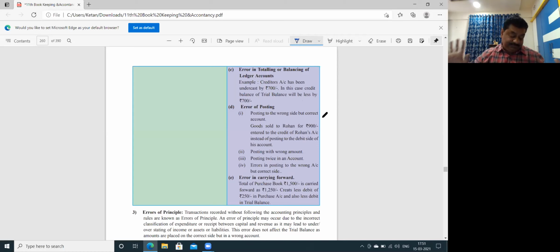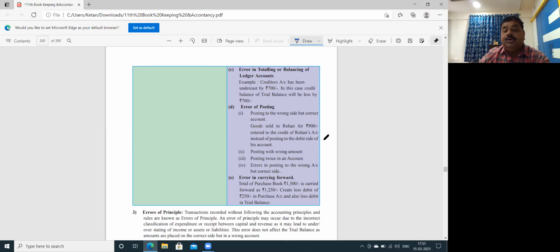आता गंमत बघा. एक्झाम्पल, सॅलरी पेड ₹500. तुम्ही काय कसं पोस्टिंग करणार? एंट्री काय? सैलरी अकाउंट डेबिट टू कैश. पोस्टिंग कैसे आएगा? सैलरी को टू कैश, कैश को बाय सैलरी. आता हे सगळं तुम्ही उलट पालटच करून टाकलं. For example, सैलरी में लिखा आपने बाय कैश और कैश में भी लिखा बाय सैलरी. गलत हो गया. This is posting to the wrong side, but account is correct.